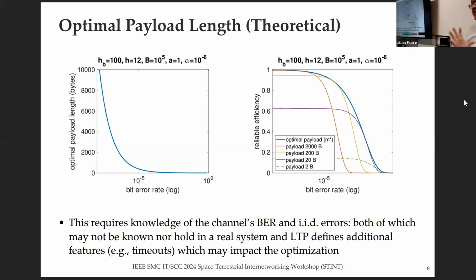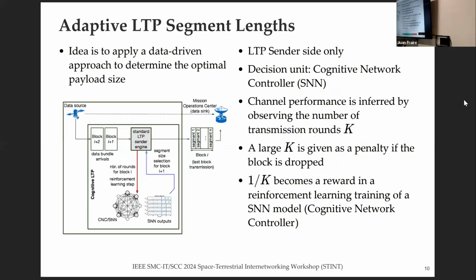Okay, so this is very nice. This is a theoretical result. Does it apply in practice? It's the big question, because I'm assuming, of course, that we have independent and identically distributed errors, which may not hold in practice. We also need to know the BER of the system, which we may not know in practice either. So the proposal then is to develop something that will adaptively modify the segment size depending on certain observations.